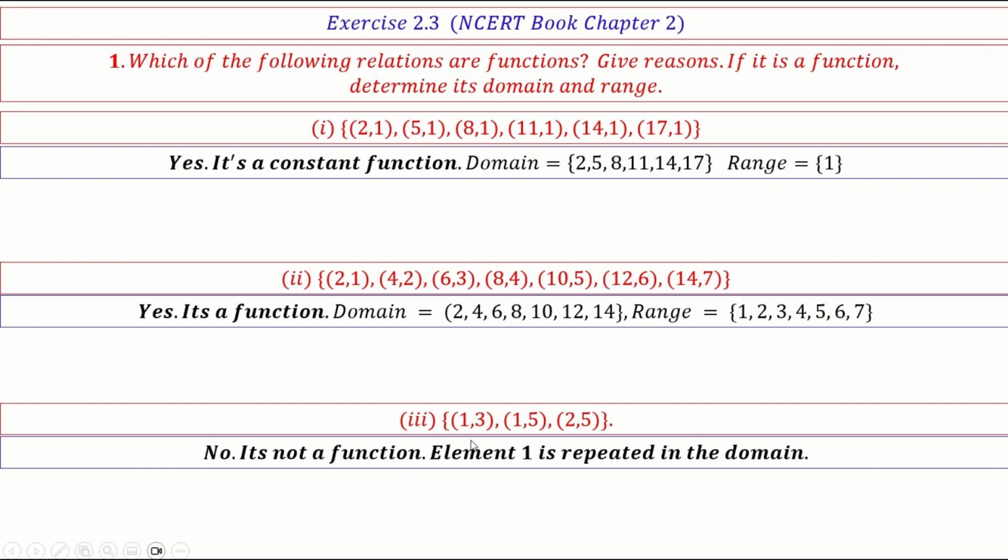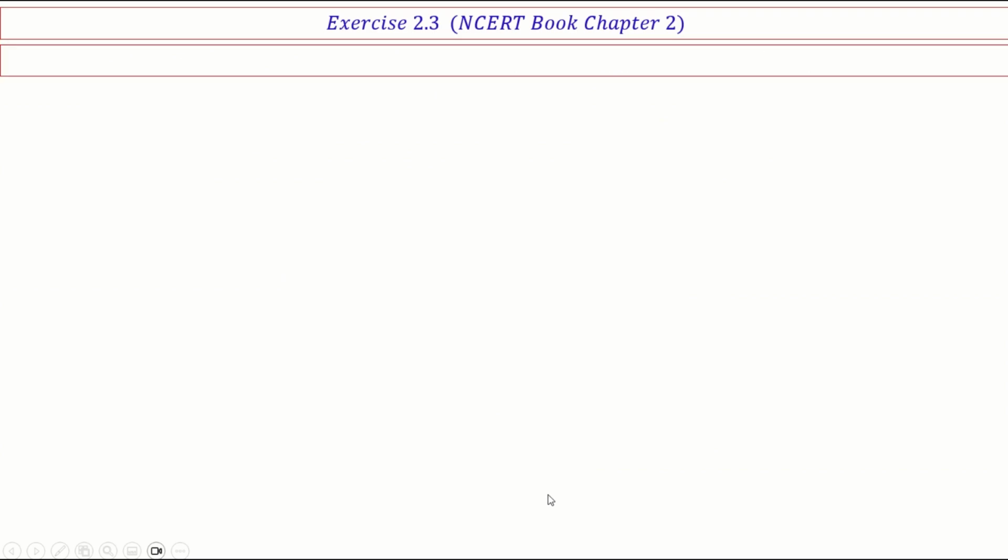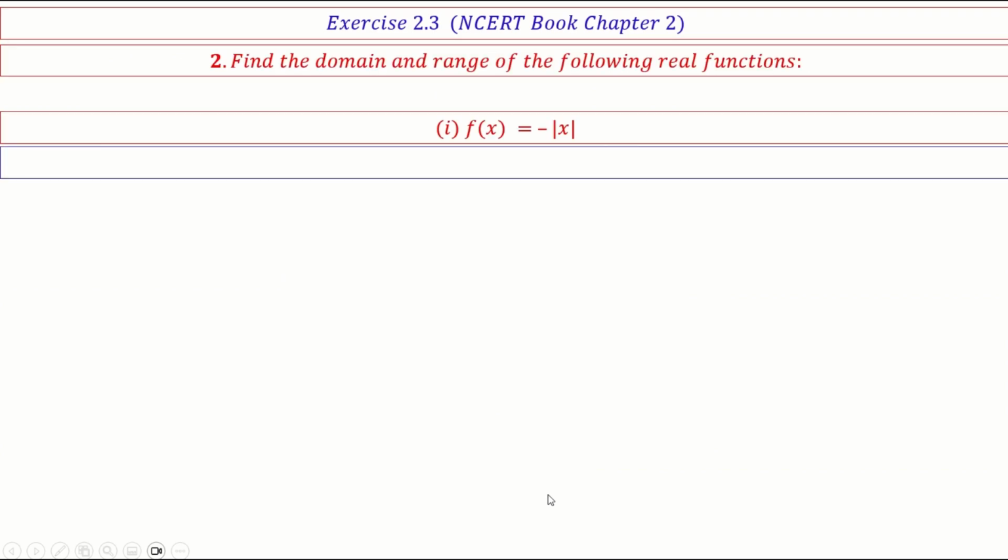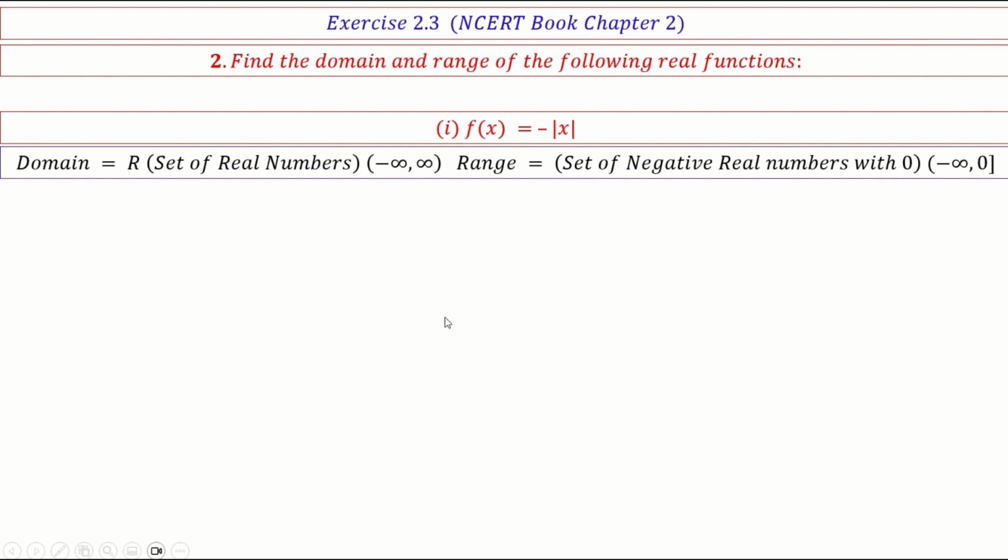This is not a function because 1 is repeated. The first element cannot be repeated. For f of 1, we don't know whether it is 3 or 5. What is correct? You cannot say both 3 and 5, right? So it is not a function.